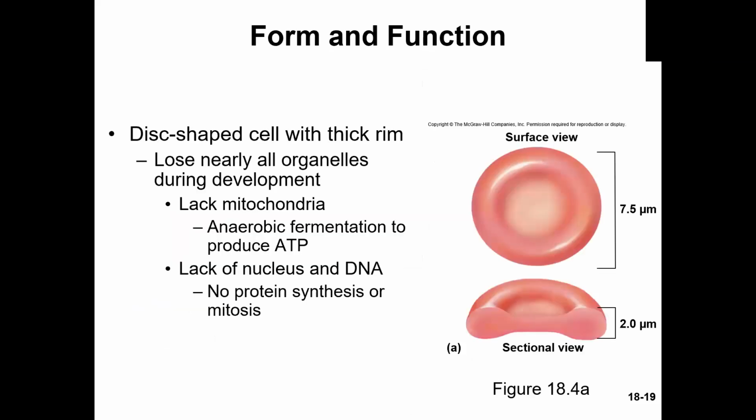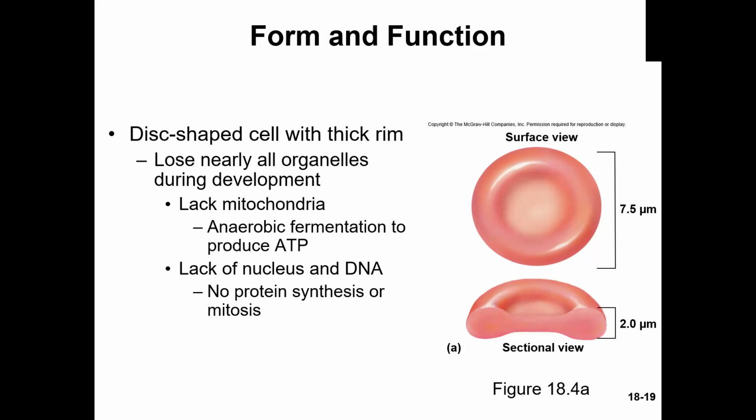So again, let's just review what I just said, the form and function portion of the red blood cell. These guys will lose nearly all of their organelles during development. They lack mitochondria and they lack a nucleus, so they're not going to go through cell replication.